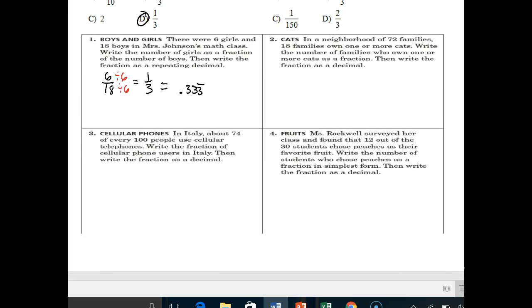And number 3, in Italy, about 74 out of every 100 people use cell phones. Write the fraction of cellular phone users, then write it as a decimal. So 74 out of 100. Now I need to write this as a decimal. What's that equal as a decimal? I don't even need to simplify that fraction. I just say, oh, it's base 10, so 0.74. I could also even go further and say 74% of Italians use cell phones.